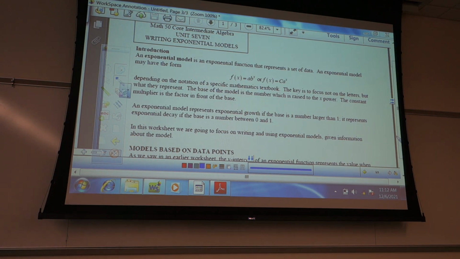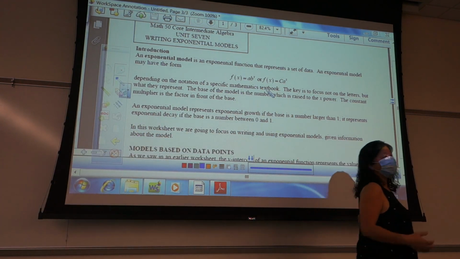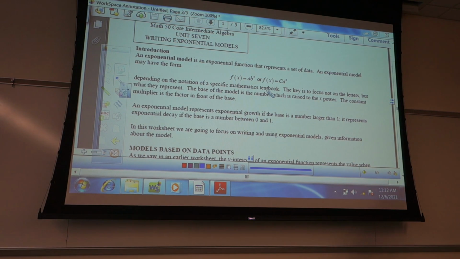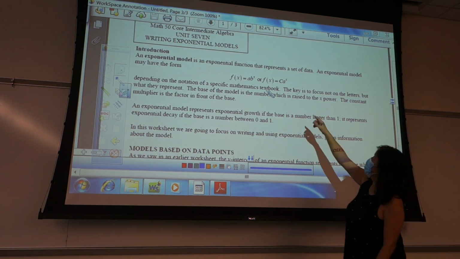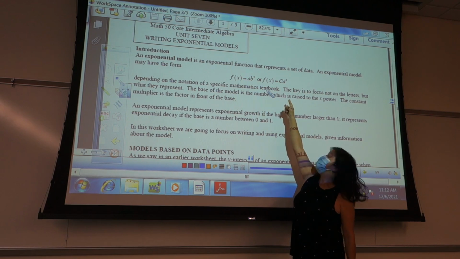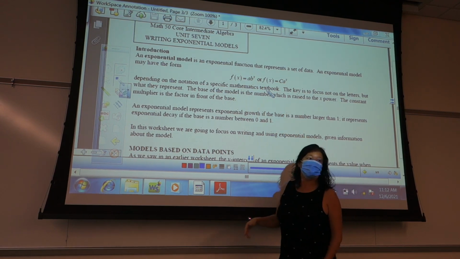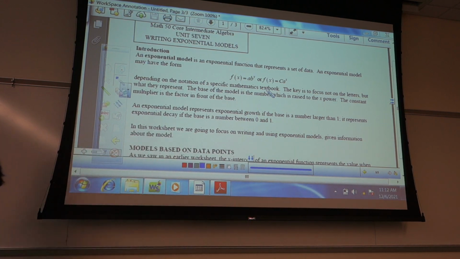Let's go ahead, and just a couple of comments. It could be written as y equals a times b to the x, or c times a to the x. They're the same formula, it doesn't matter. It just means a multiplier in front, which is your initial amount, times a base, raised to the x power. That's really what it's all about.